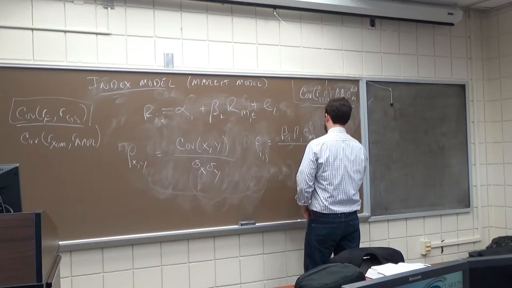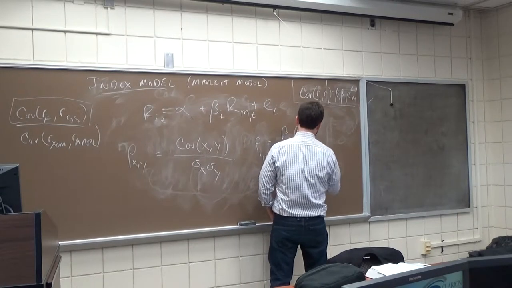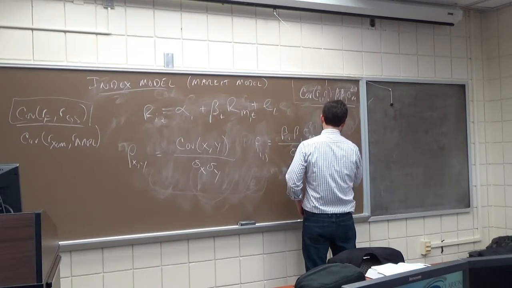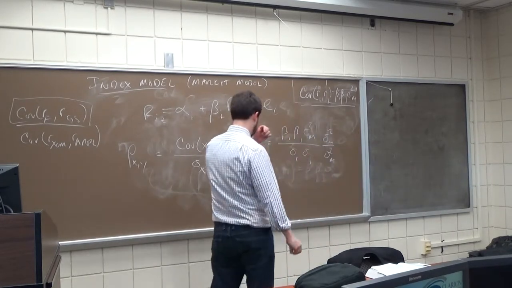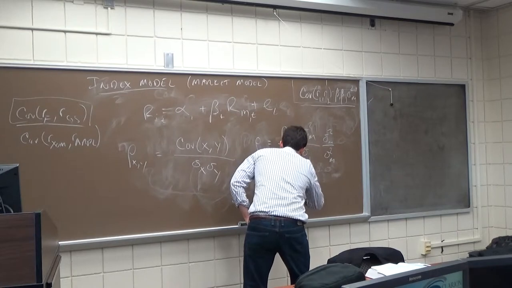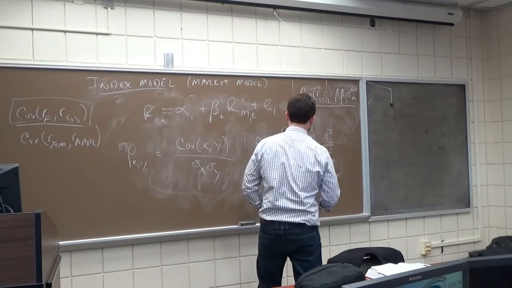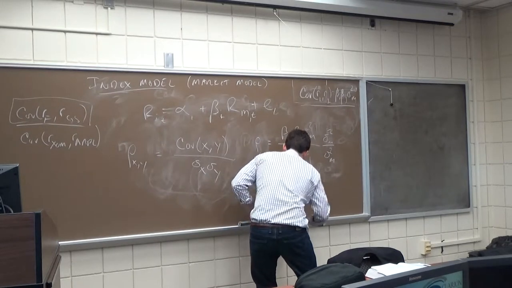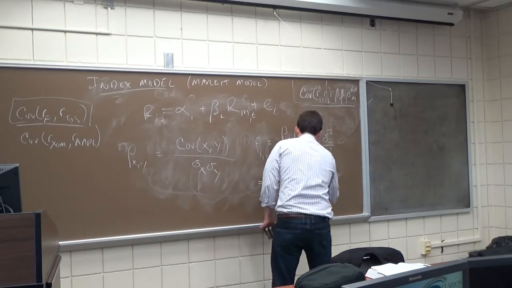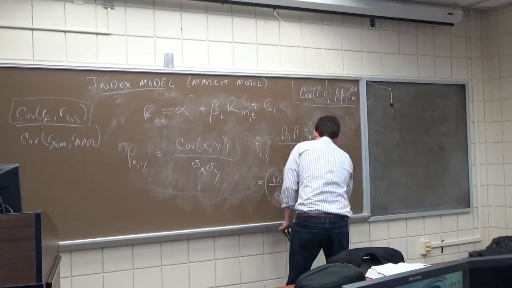And then that's divided by the standard deviation of I, standard deviation of J. If I multiply this by the variance of the market divided by the variance of the market, which of course I can do because that's just equal to 1, then this is going to be equal to beta I, variance of the market, over standard deviation of I, standard deviation of the market, times beta J, variance of the market, over standard deviation of J, standard deviation of the market.